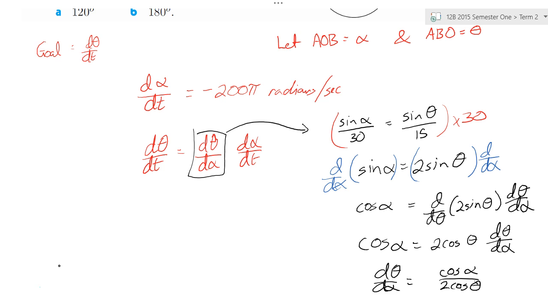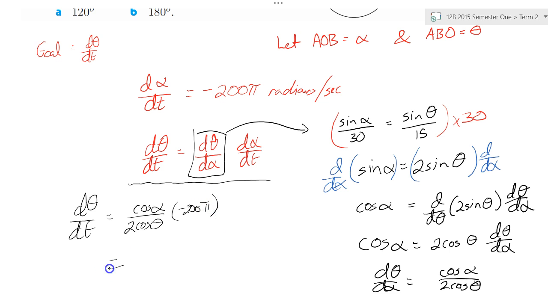Alright, so you'd think we'd be on the right track here now, so I can go back up to my d theta dt and substitute in what we know. So d theta dt is going to equal d theta d alpha, which we now know is cosine alpha over 2 cosine theta. And that's multiplied by d alpha dt, which is just negative 200 pi radians per second. So we simplify that, 2 divides into each one, and we've got negative 100 pi cosine alpha divided by cosine theta. I don't need that 2 anymore.